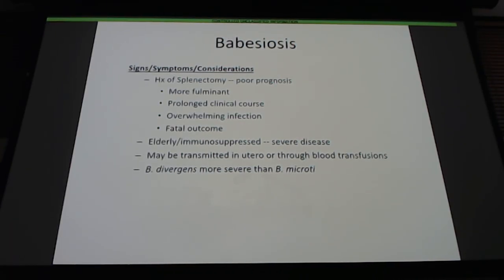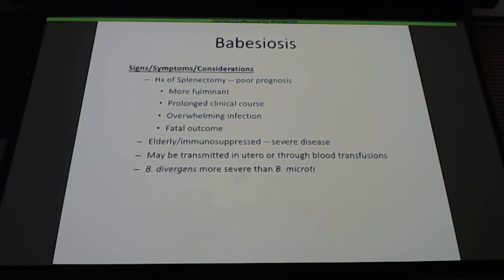So here, history of splenectomy, it's poor prognosis. All those red blood cells are being fragmented, and someplace in your body has to clean up the mess, and usually it's the spleen. But if you don't have one, it becomes more difficult. So you may end up having overwhelming infection with a poor outcome.